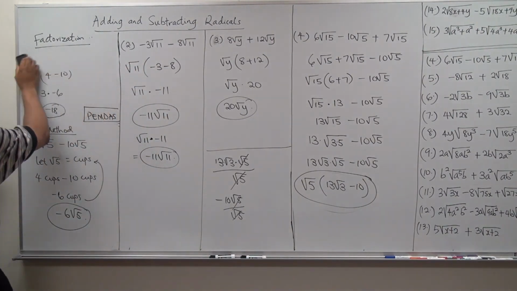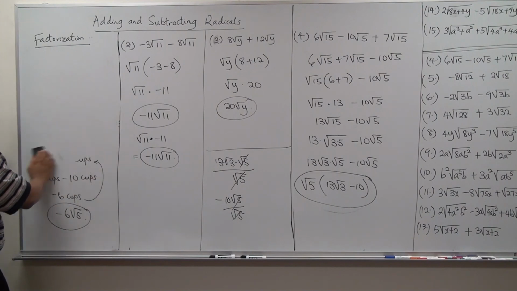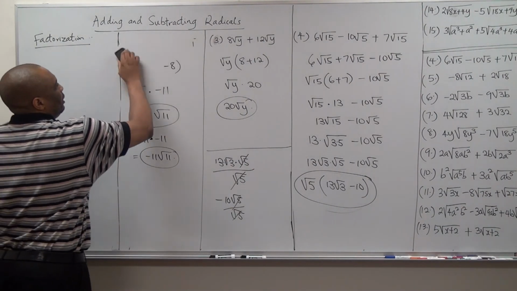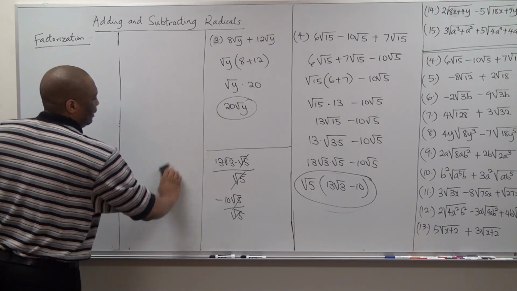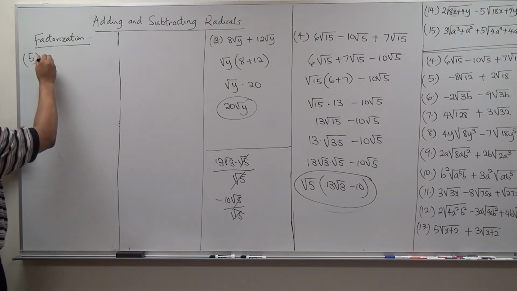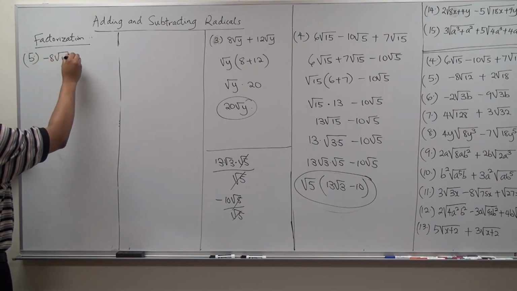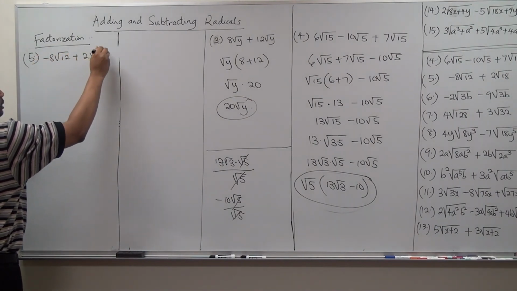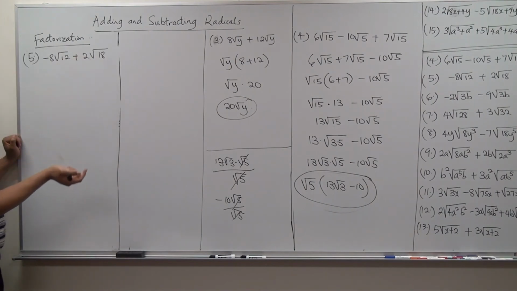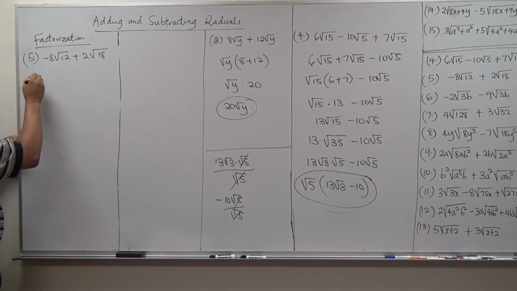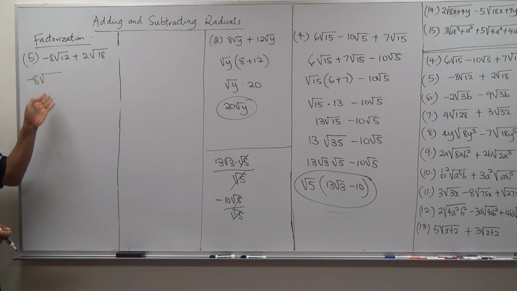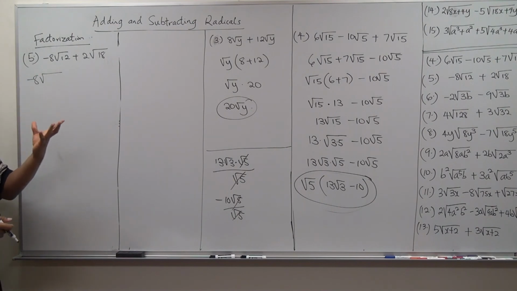Now, the next one, number 5. The same method is what we are going to use to solve all of them. Number 5 says negative 8 square root of 12 plus 2 square root of 18. So here you see that they are not the same radicals, so you have to simplify. Now when you simplify radicals, of course, you know one of them must be a perfect square.